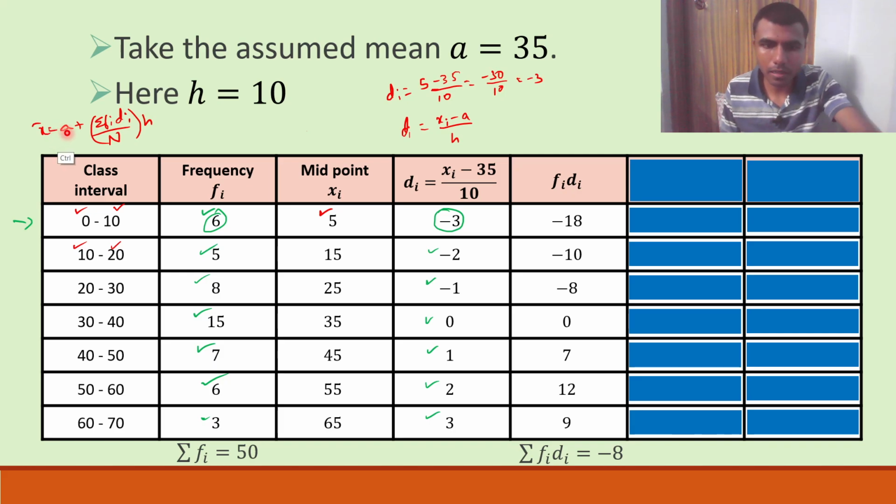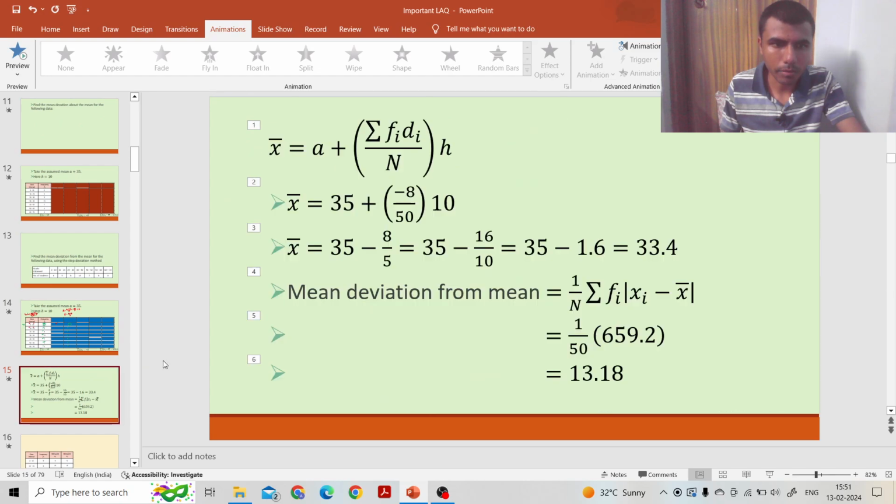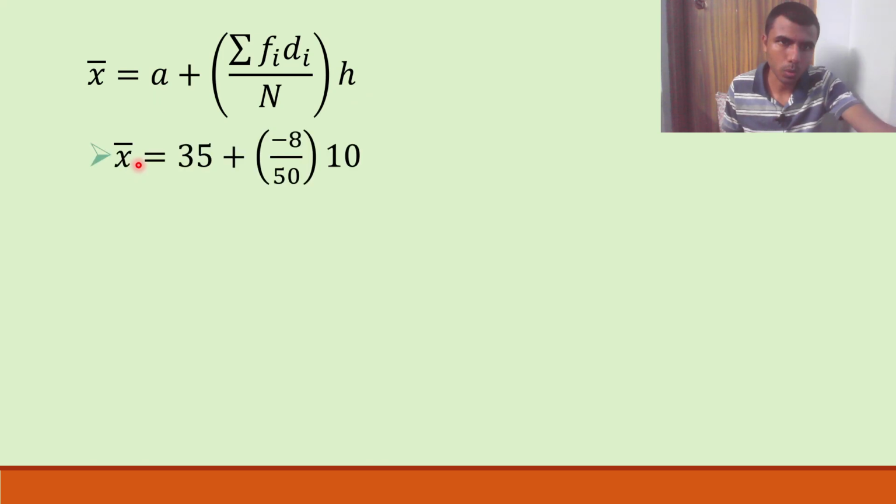I know A, I know sigma fi di, I know capital N, I know small h. Now we can find out mean x bar. So next I'm going to find out mean deviation. Now to find out mean, the formula is, as I already mentioned, small a plus sigma fi di by capital N into h. So 35 plus minus 8 by 50 into 10.